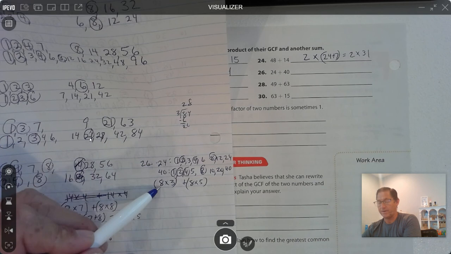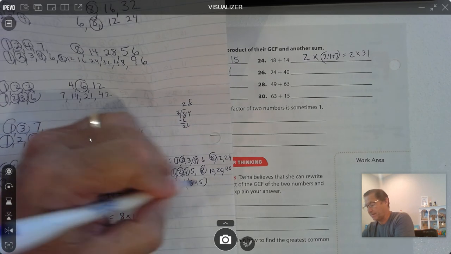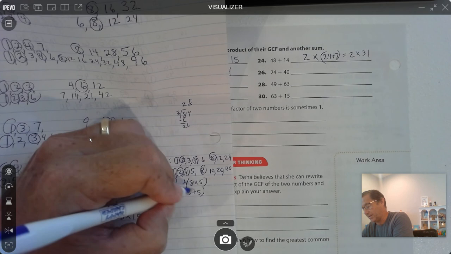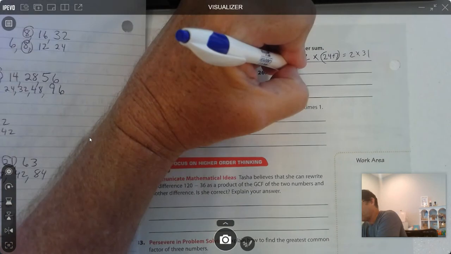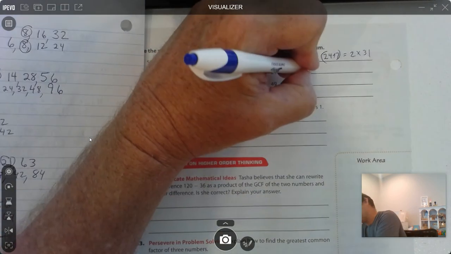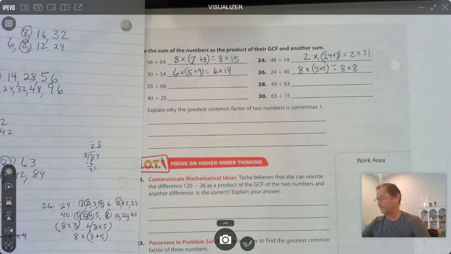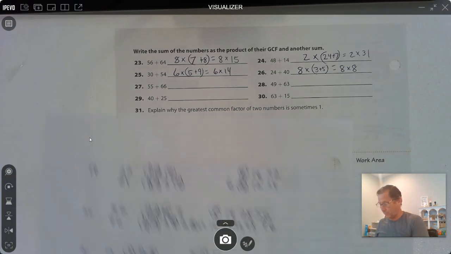Again, we're finding the greatest common factor, which is 8. 8 times what is 24? 8 times 3. Greatest common factor is 8, so 8 times what is 40? 5. And we can rewrite that as 8 times the sum of 3 plus 5. 27.